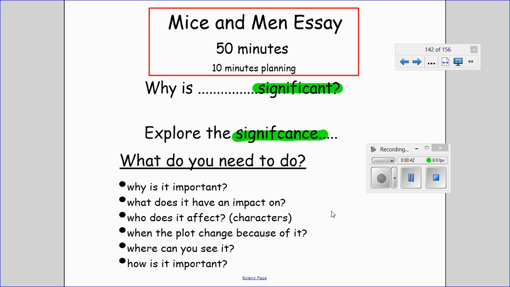Who does it affect in terms of characters? Does the plot change because of this theme or because of this character? Where can you see it in the book? Where do you need to talk about? And how is it important?